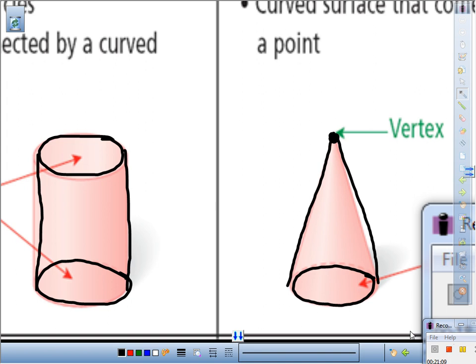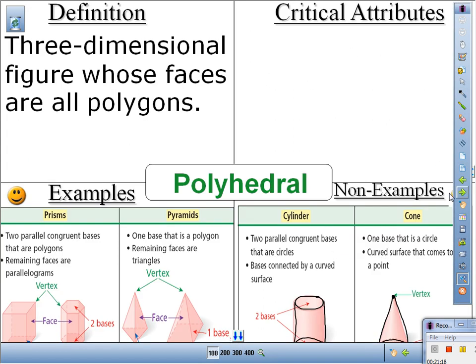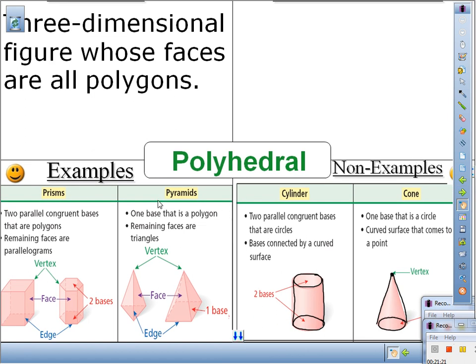There you go. And now we have a cone. So those are the cylinder and the cone. Does that mean that there is an example and a non-example? Polyhedra. What are polyhedra? Hashtag what? Tell your neighbor, please.